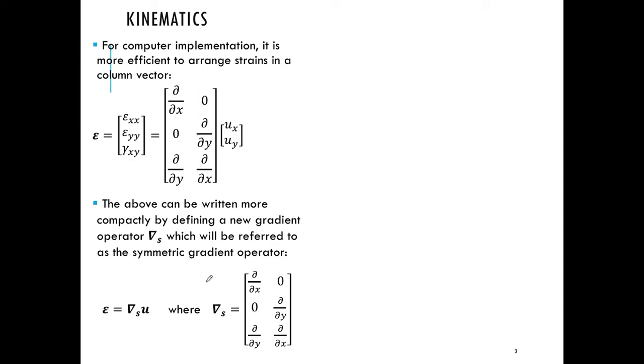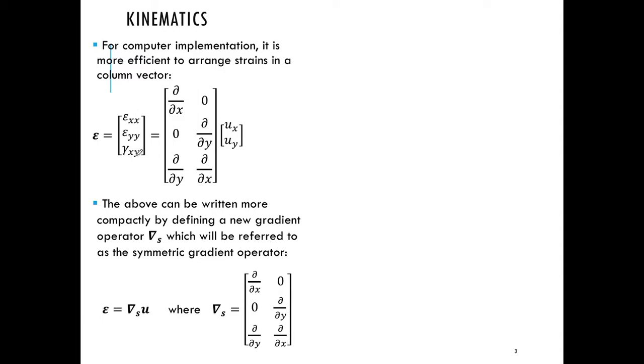So that's exactly what I'm going to do. I'm going to write my small strain tensor epsilon for finite element method. I'm going to write it as a column vector. So I'm going to say epsilon xx, epsilon yy, gamma xy.